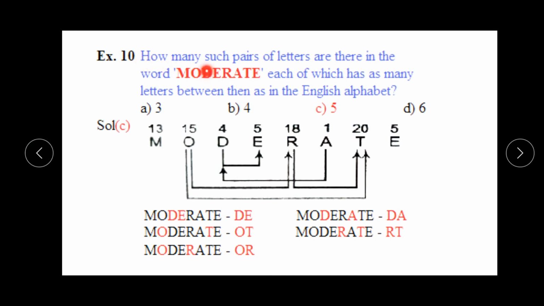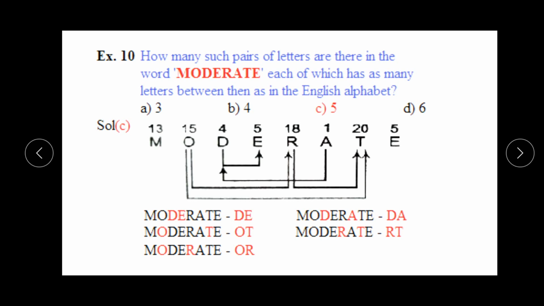The example is: how many such pairs of letters are there in the word moderate, each of which has as many letters between them as in the English alphabet? And this is the word moderate. These are the positions of the letters: M is on 13, R is on 18, A is on 1. We have to find out the pairs.